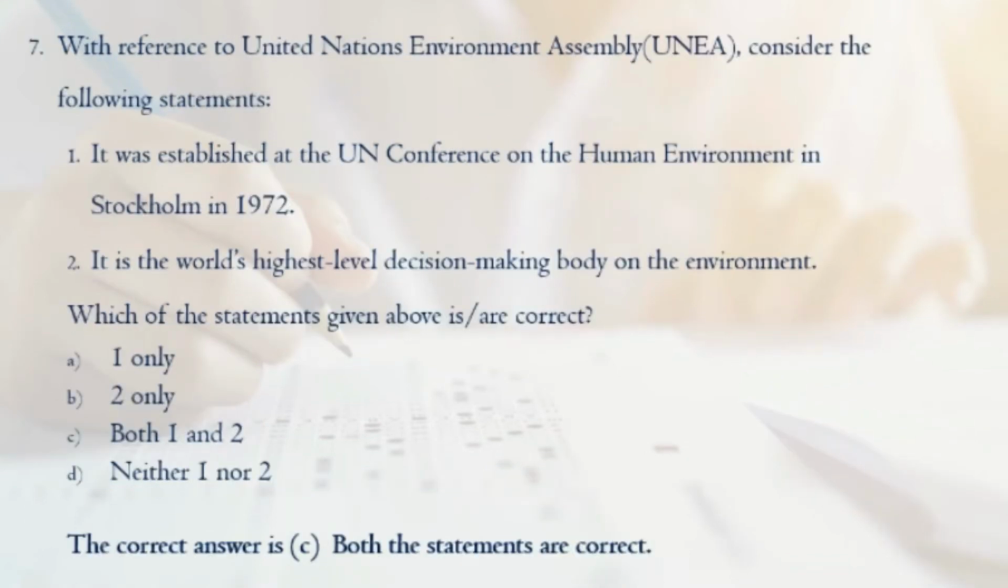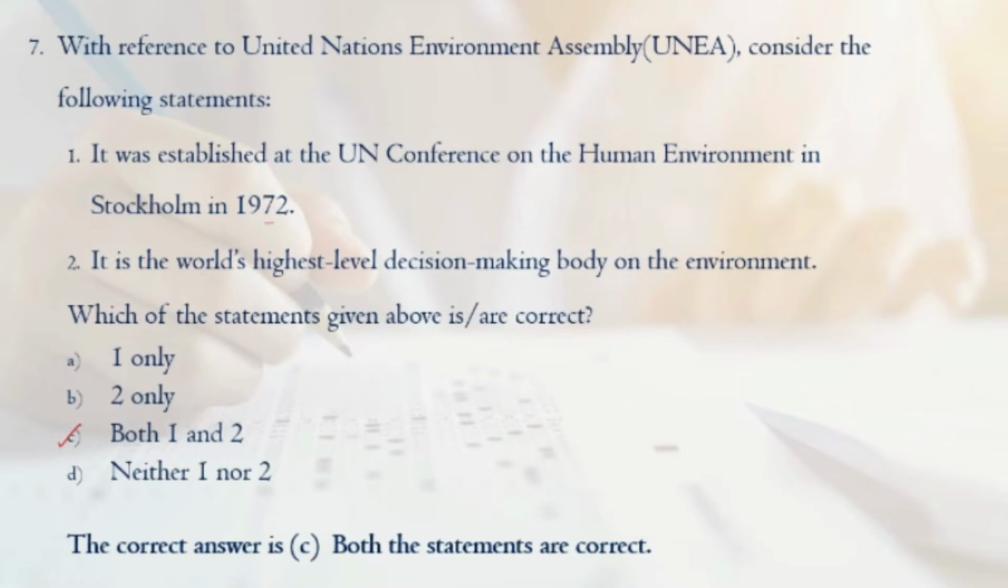Next question is, with reference to United Nations Environment Assembly, UNEA, consider the following statements. First, it was established at the UN Conference on the Human Environment in Stockholm in 1972. Second, it is the world's highest level decision-making body on the environment. Which of the statements given above are correct? A. First only. B. Second only. C. Both first and second. And D. Neither first nor second. And the answer is C. Both the statements, first and second, are correct.